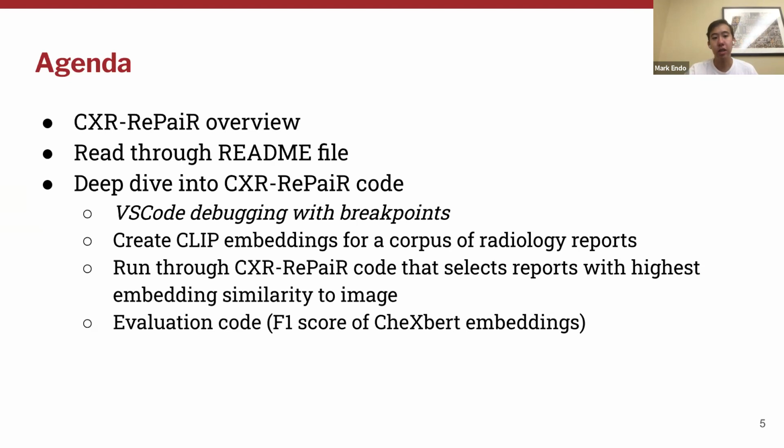Next, we're going to go into the three main files of the repository. So the first would be creating CLIP embeddings for a corpus of radiology reports. The second file is going to be running through the CXR-Repair code that will select reports with the highest embedding similarity to image features. And then the third is going to be the evaluation code, specifically looking at the F1 score of the CheXpert embeddings. And we'll get into detail about what those exactly mean in the future slides.